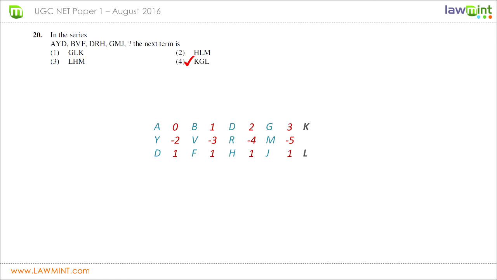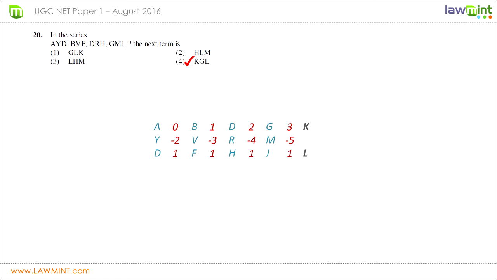We see that the difference between A and B is 0 and the difference between B and D is 1. There is one alphabet between B and D, which is C. And similarly between D and G there are 2 alphabets. So logically the difference between G and the alphabet which should come after that would be 3 alphabets. So that would be K. Now among the answer choices there is only one answer choice which begins with K. Therefore we can select answer choice 4 and move on.